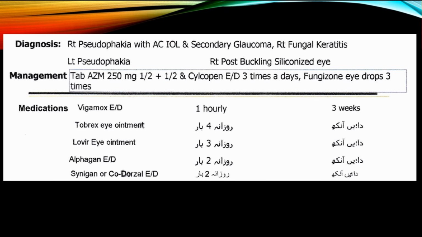At that time, we had initially given him moxifloxacin 1 hourly, tobramycin eye ointment, antiviral acyclovir 3 times a day, and he was already using Alphagan 2 times a day and Cosopt, which is timolol and dorzolamide twice a day.